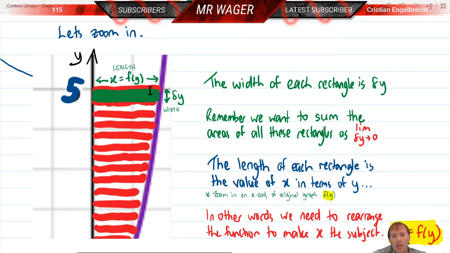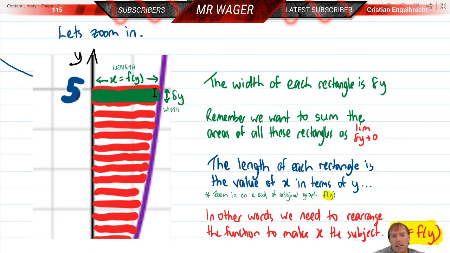Just before I get to the length, remember we want to sum all the rectangles as this limit, as this delta y gets smaller and smaller, as close to 0 as we can. So we want to work out the sum of all the rectangles as the limit of delta y gets close to 0. That's when the integral comes into play. The length of the rectangle is the value of x this time in terms of y.